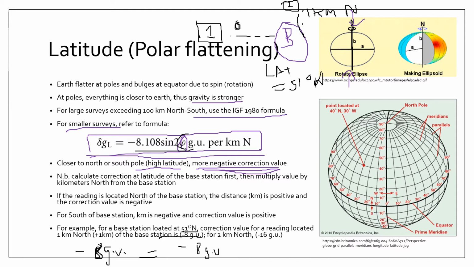If you go further up north for survey station number 3, like 2 kilometers north, then you have to apply negative 16 gravity units. Now, if you move south, like 10 kilometers south, then you are dealing with negative kilometer values here. So you have to apply a correction value of 8 GU. Sorry, positive 80 gravity units. All right.